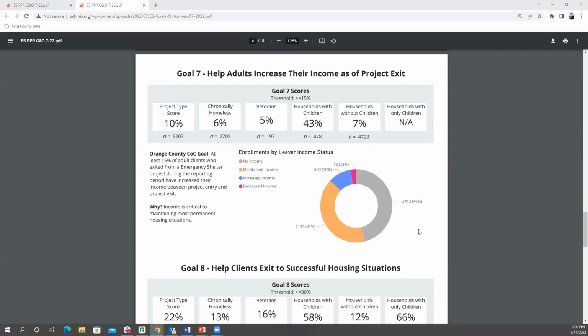And goal 7, adults that increase their income at exit. You can see households with children had a larger percentage of adults that had increased income. And I think we talked about that with transitional housing, and the agencies thought it was because of an income tax credit for children, I think it was. I don't know if anybody can expand on that a little bit, but that was, from what I remember, the reason why.